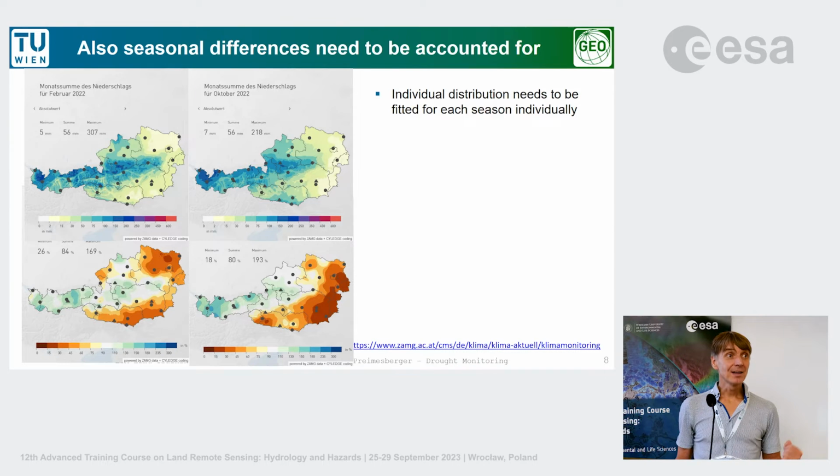So if you compute an SPI, you can compute that for a year, but you can also compute it for a month. You need to take all the monthly values, for example February values, for a long period, and you compare your year to this reference period.